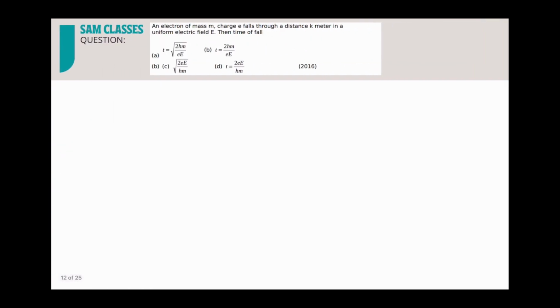Let's see the next question. What they have given is: an electron of mass m, charge e, falls through a distance h meter in a uniform electric field, then the time of the fall. Now they want to know what is the time of the fall. Okay, a bit of a typing issue here. Don't worry.